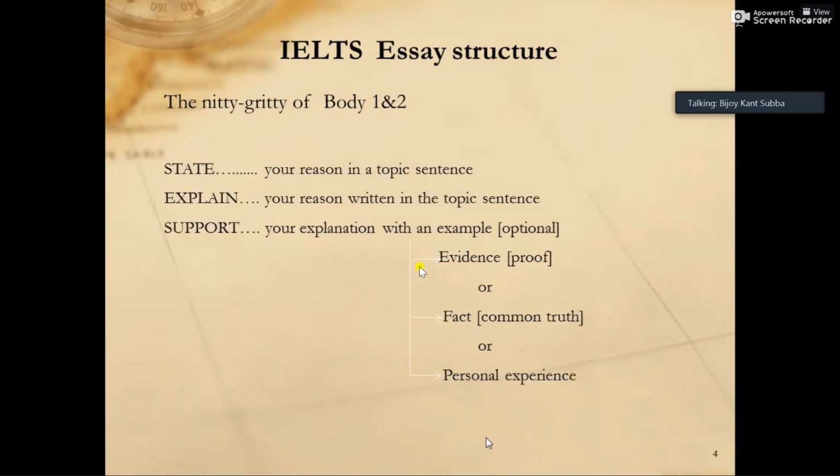Now, how do we write each paragraph? We write each paragraph in this way. Every point, each point: state the reason, explain the reason, support with example. If you state another point, explain, support.